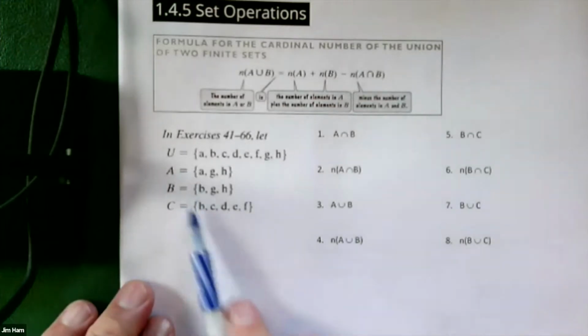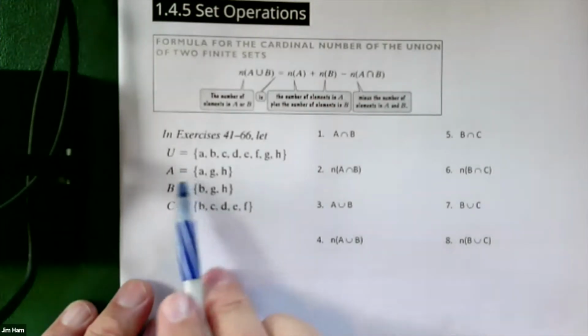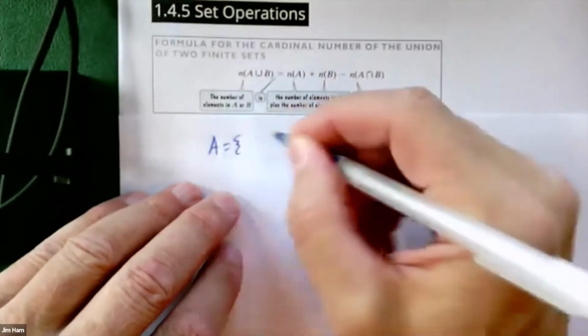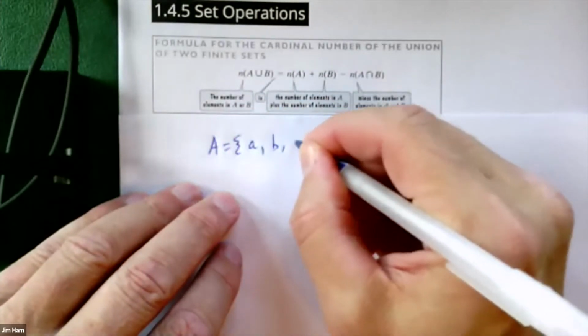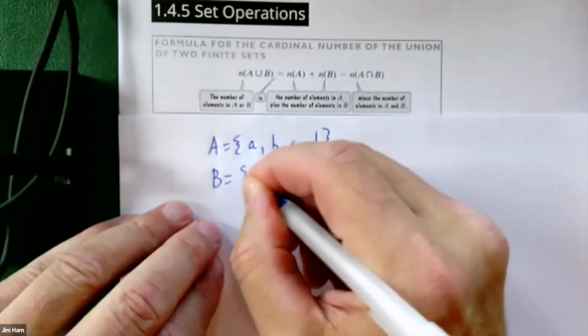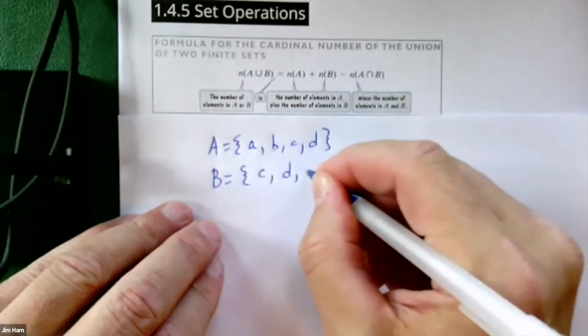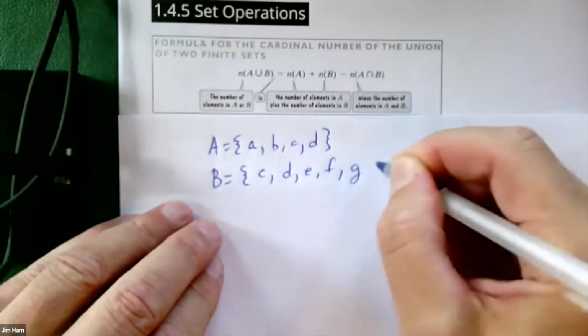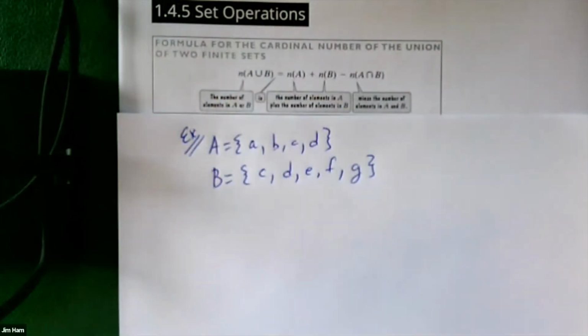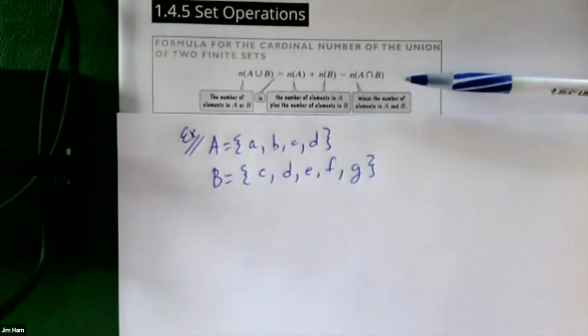Let me define a couple of sets, A and B. Let A be the set {A, B, C, D}, and let me call B the set {C, D, E, F, G}. So this is a new example. And what I'm going to do with this example is show you why this formula works.